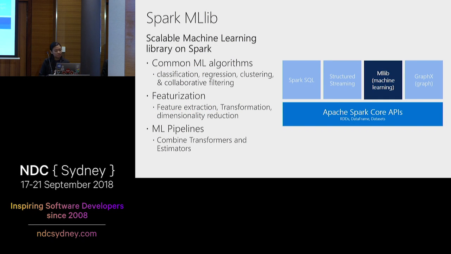Okay, so this is actually the meat of the talk, which is the machine learning library on top of Spark called MLlib. Now, MLlib comes out of the box with different ML algorithms, as you would imagine, so clustering, classification, regression, and even collaborative filtering. It also provides different feature extraction and transformation methods. And probably the most powerful feature is ML pipelines, which is very similar to the API that you find in Scikit-learn.